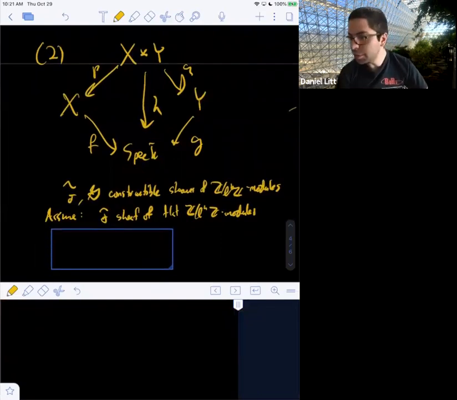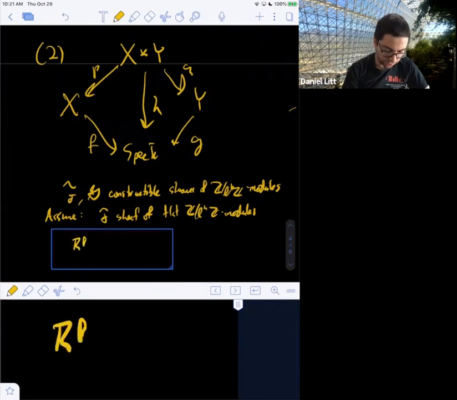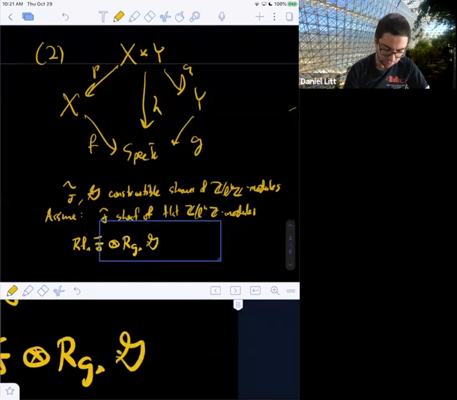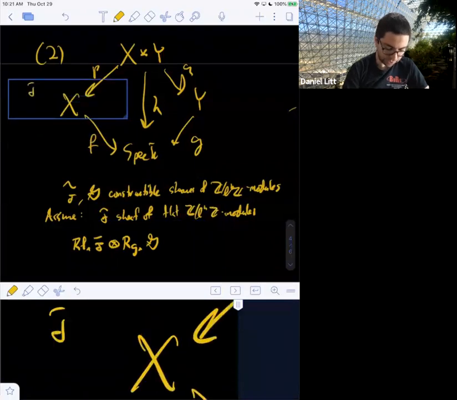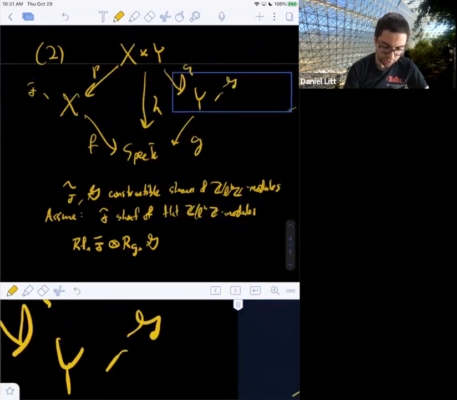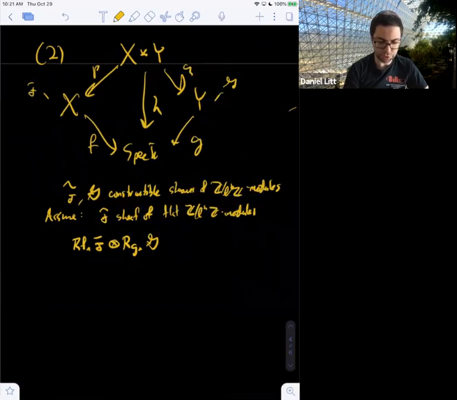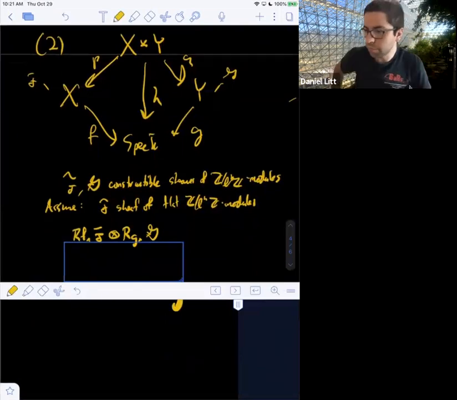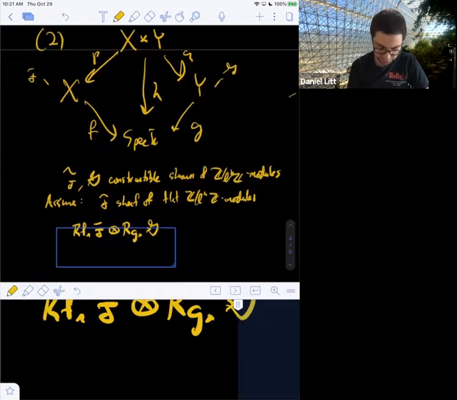So then what are we trying to compute? We're going to try to compute R f lower star F tensored with R g lower star G. Here we have F living on X and G living on Y, and we're trying to compute this tensor product. So this is just a complex computing the cohomology of F, and this is a complex computing the cohomology of G. That's the first term of the Künneth formula, right? So what we're going to try to do is compute this using the projection formula.